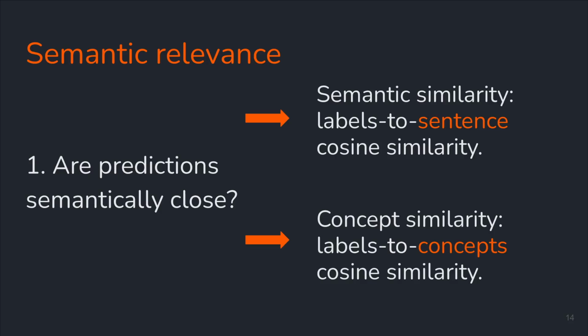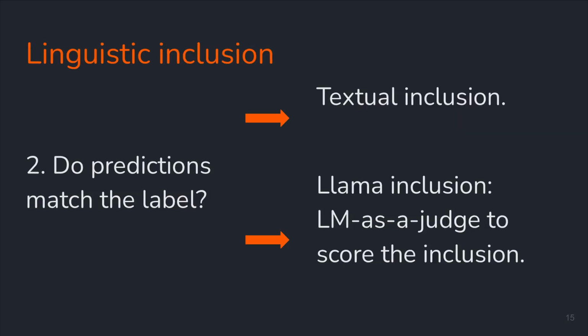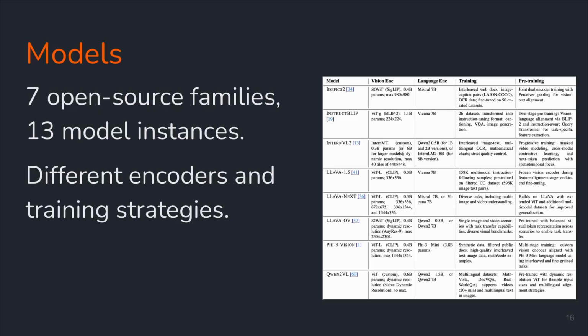For semantic relevance, we propose two metrics. The first one quantifies the labels to sentence similarity, while the second one works on the parts of the response and quantifies the labels to concept similarity. Instead, for linguistic inclusion, we evaluate textual inclusion, so if the label is contained inside of the prediction, and second one is Llama inclusion, so we ask a language model to state whether or not the prediction describes or contains the ground truth label. From the model side, we consider 7 open source families with a total of 13 different model instances, having different encoders and considering different training strategies.